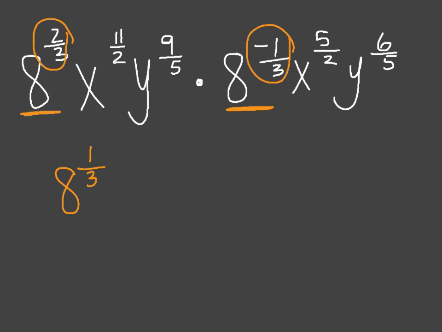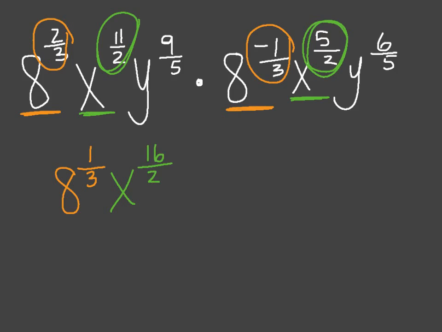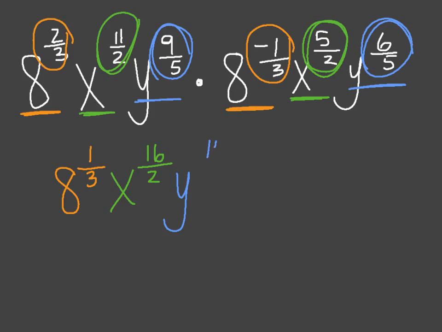Now I'm going to go ahead and put my x's together in the same way. I take these two fractions and I add them together. So the x is still my base, but if I add the tops of these two fractions, 11 plus 5, that is 16, and the bottom stays the same. Lastly, I'm going to do this with my y's, adding up the fractions that are with them. So my y stays my base, add the tops of these two fractions, so 9 plus 6 gives me 15, and the 5 stays on the bottom.